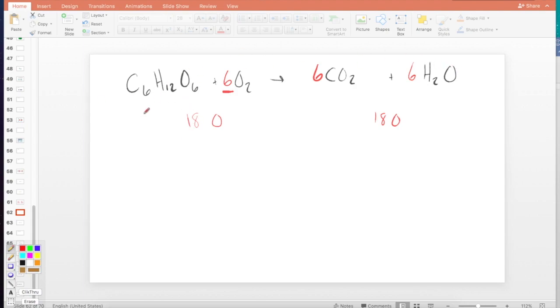This is how you balance this equation. C6H12O6, for every 1 molecule of glucose, we need 6 molecules of oxygen to create 6 molecules of waste CO2 and 6 molecules of waste H2O. That is how you balance chemical equations. Why do we balance them? So that we can satisfy the law of conservation of mass.